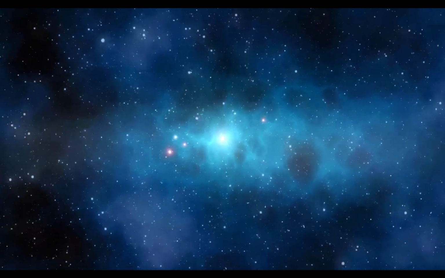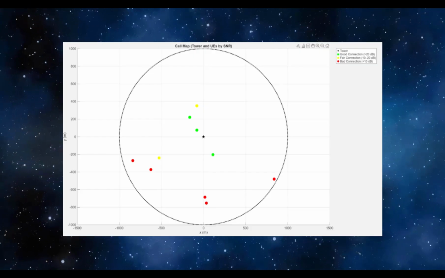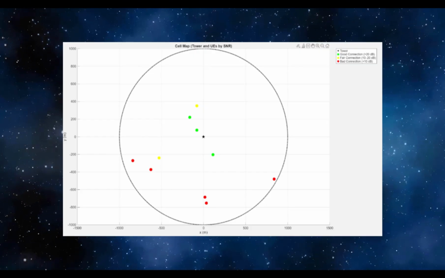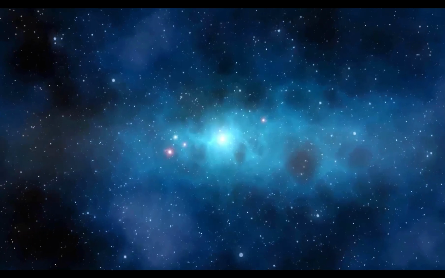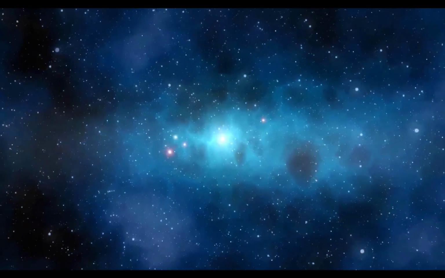Through this experiment, we can truly see how 5G technology represents a significant leap forward in the evolution of wireless communication.